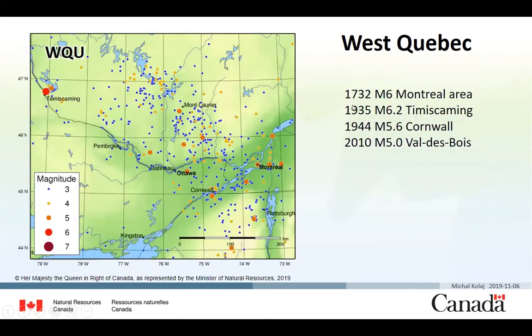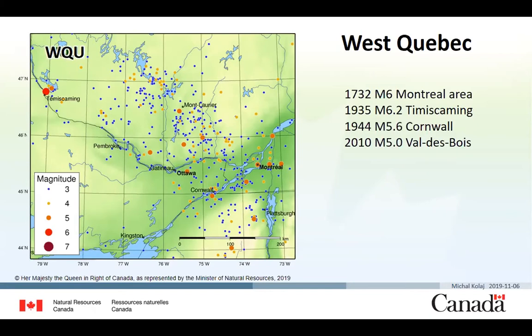So if we look at the West Quebec seismic zone, historically we have had some magnitude 6s, the last one being in 1935 in Temiskaming. And before that, about a magnitude 6 in the Montreal area in 1732. And we have the more recent kind of event being in 2010. And on the map here, all these blue dots are magnitude 3s and larger. And you can see that there are some kind of distinct clusters.